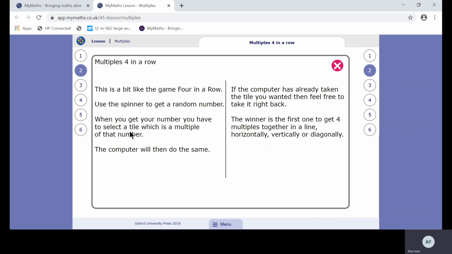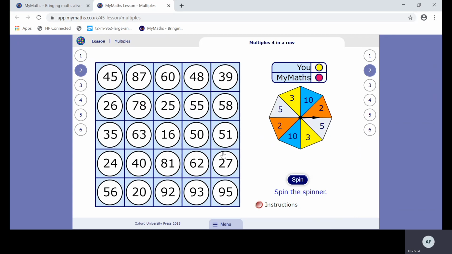Multiples 4 in a row. This is a bit like the game 4 in a row. Use a spinner to get a random number. When you get your number, you have to select a tile which is a multiple of that number. The computer will then do the same. If the computer has already taken the tile you wanted, then feel free to take it right back. The winner is the first one to get 4 in a row. So you click spin.